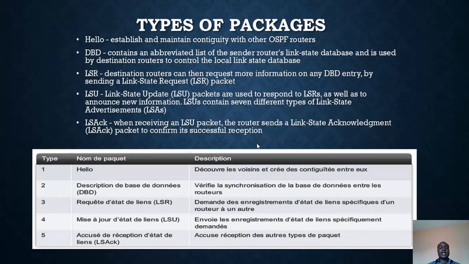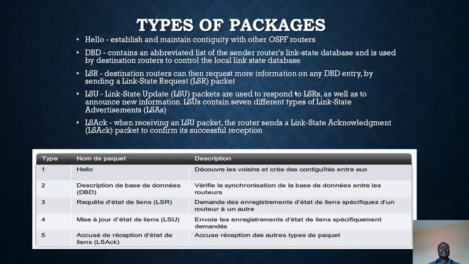Now, the types of packets that we can see in this domain are these. The Hello establishes and maintains adjacency with other Open Shortest Path First routers. The DBD contains an abbreviated list of the sender router's link state database and is used by the destination router to check its local link state database. The destination router can then request more information on any DBD entry by sending a link state request, which we call the LSR packet.